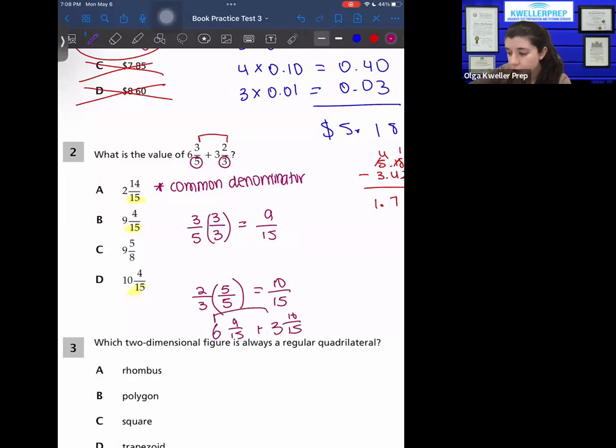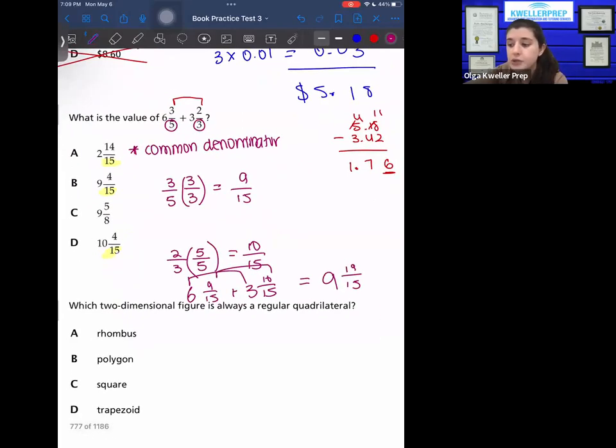So 6 plus 3 will give me 9. And what's 9 plus 10? That will give me 19 out of 15. And now I have a little bit of a problem, because none of my answers are 9 and 19/15. So I have to do a little bit more work because this is greater than 1, right?